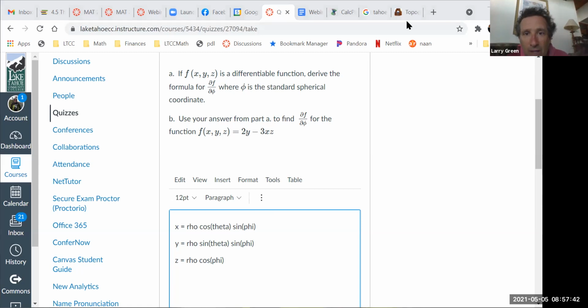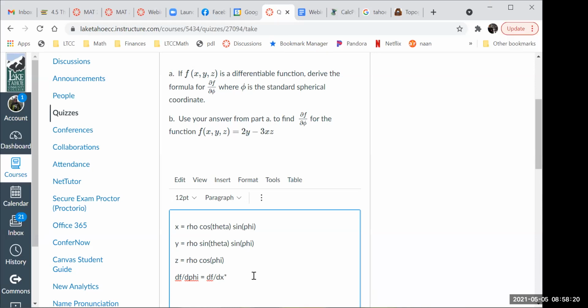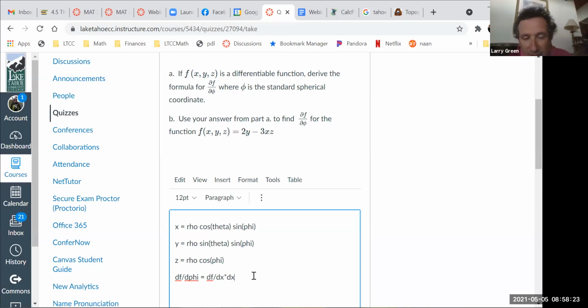All right, and what we want is del f del phi. I'm going to use d even though you shouldn't, just because it's too much typing to do del a zillion times. So we want del f over del phi. And now it's time to use the chain rule. What does the chain rule say del f del phi is? I'll start you off. Del f over del x times what? Del x over del phi. Yep.